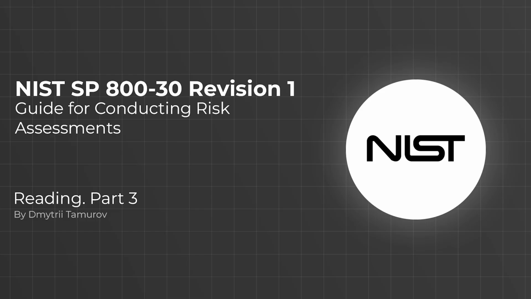Preparing for the risk assessment. The first step in the risk assessment process is to prepare for the assessment. The objective of this step is to establish a context for the risk assessment. This context is established and informed by the results from the risk framing step of the risk management process.